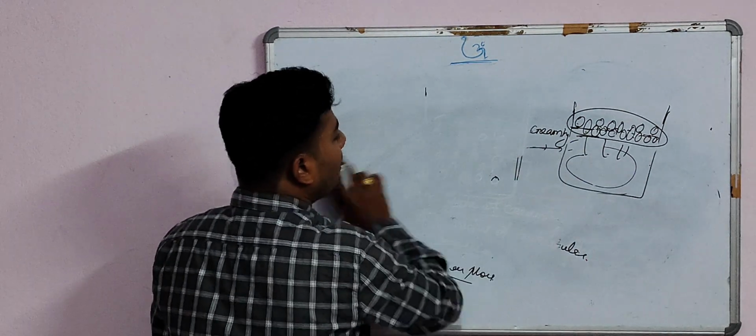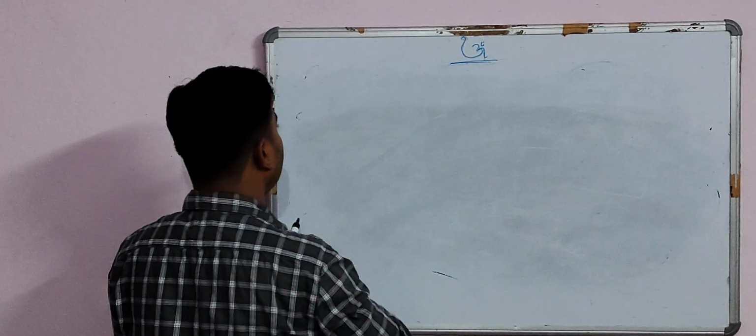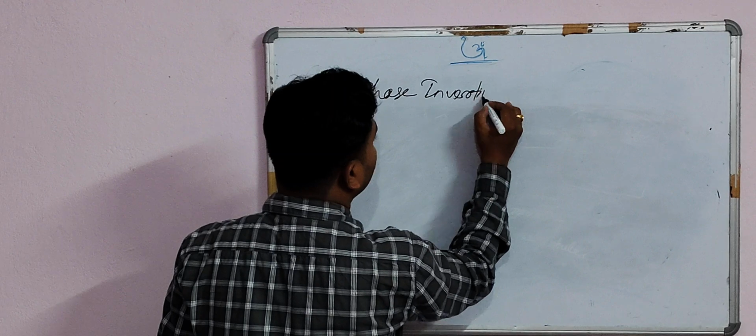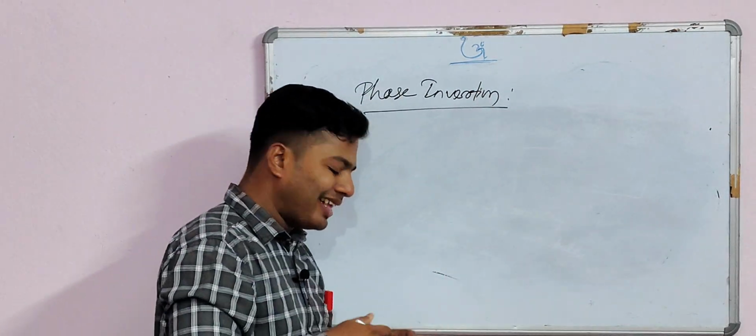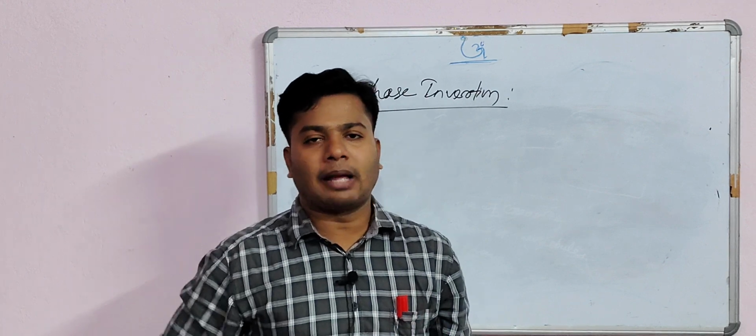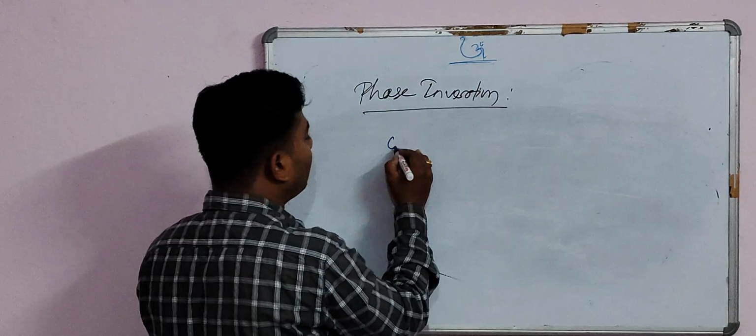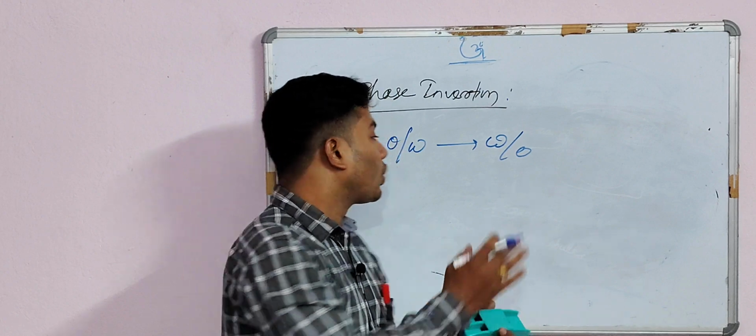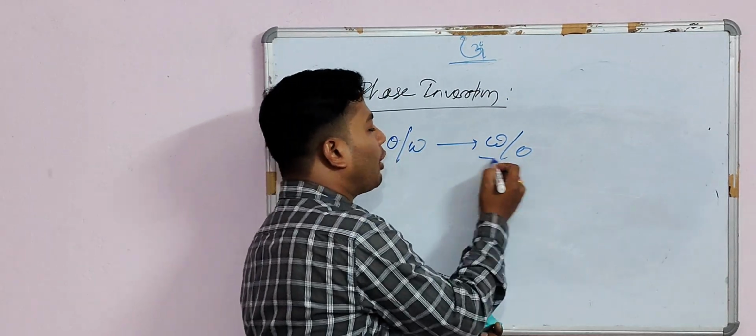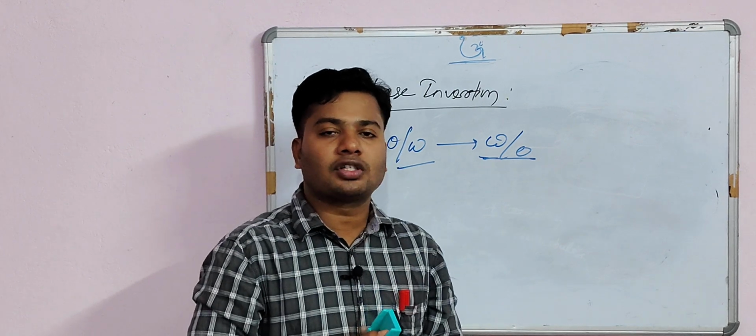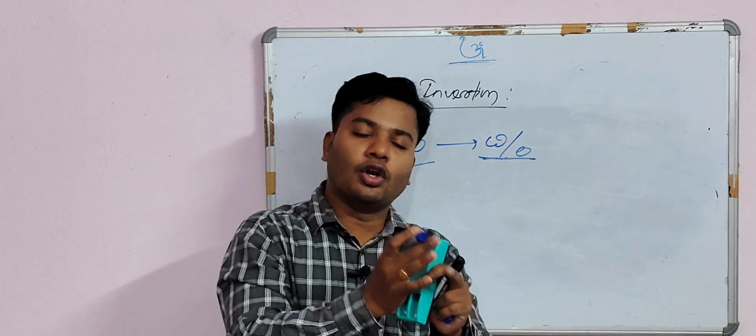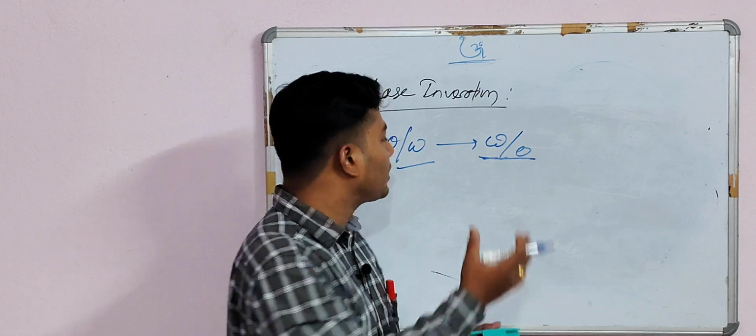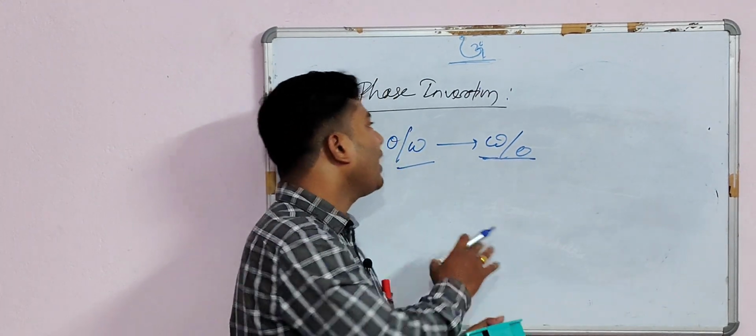The next parameter is phase inversion. So what do you mean by phase inversion? That means if you prepare an O/W type of emulsion, and that O/W type of emulsion is converted into a W/O type of emulsion, that is called phase inversion. So how is it possible? By using some electrolyte, or by using some emulsifying agent, or by using some solvent, the phase inversion will occur.